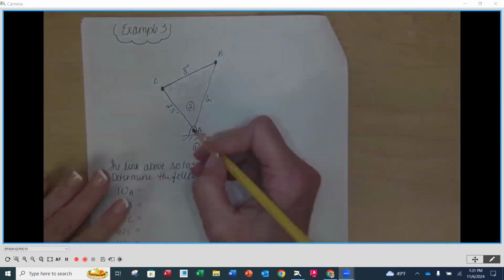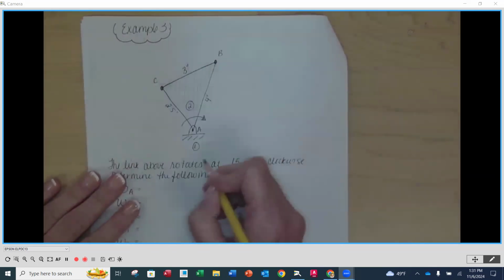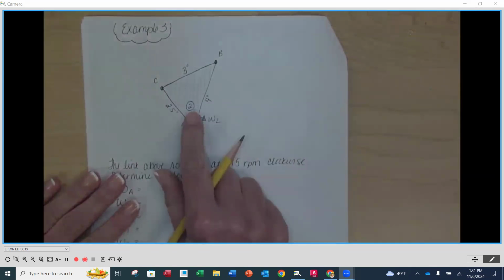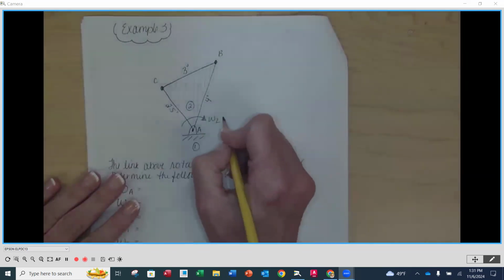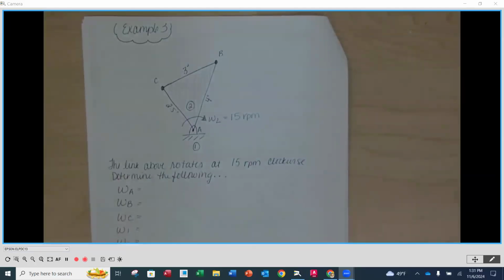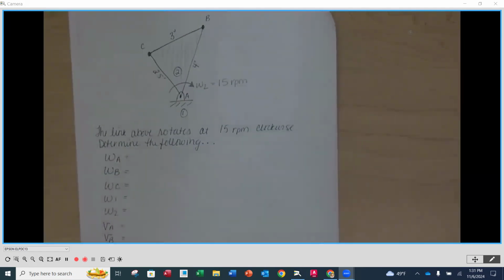So we want to draw an arc around that center of rotation, because that means that this is rotating clockwise. This would be W2, because this is called link number 2, is equal to 15 RPMs. And now what we want to do is determine each one of the items down below.